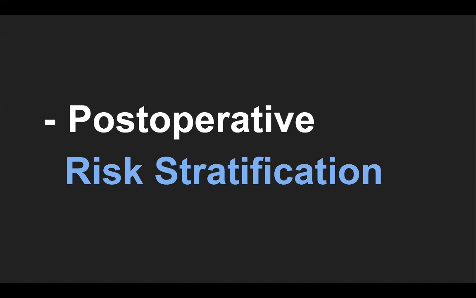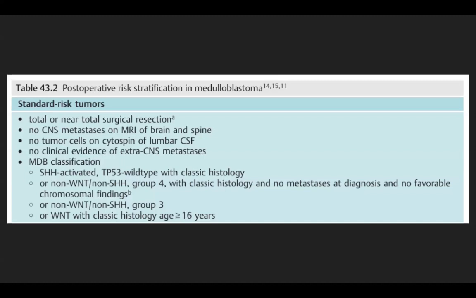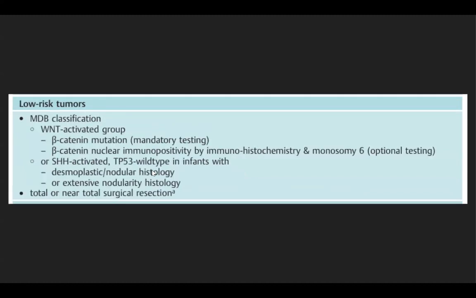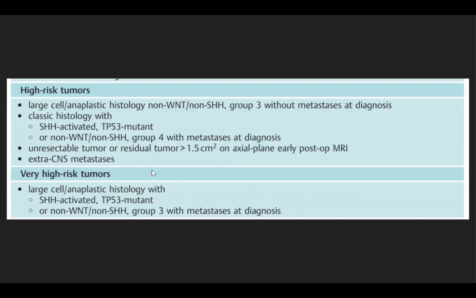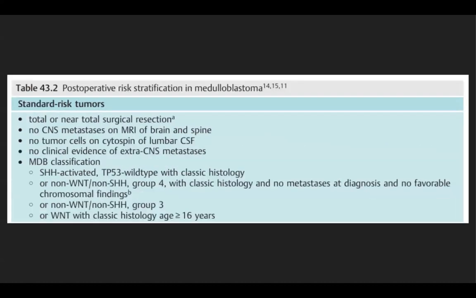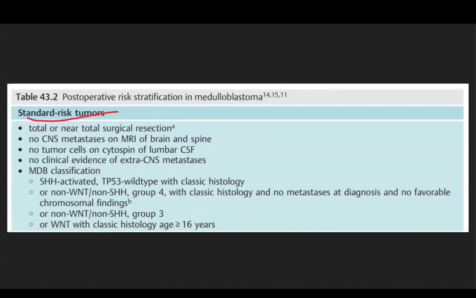So, post-op risk stratification, why is this here? This is here because these are the same groups: the standard risk tumors, the low risk tumors, the high risk, or the very high risk tumors. So the standard ones, let me turn on my annotation. So what are the standard risk tumors? You have done a near total resection or a gross total resection. There are no METs. There are no tumor cells in the CSF that we do 2 weeks postoperatively. There is no evidence of extra CNS METs, essentially no metastasis.